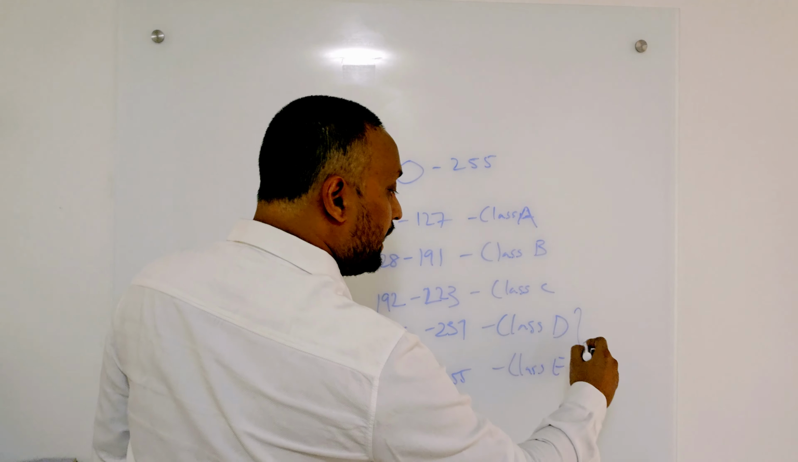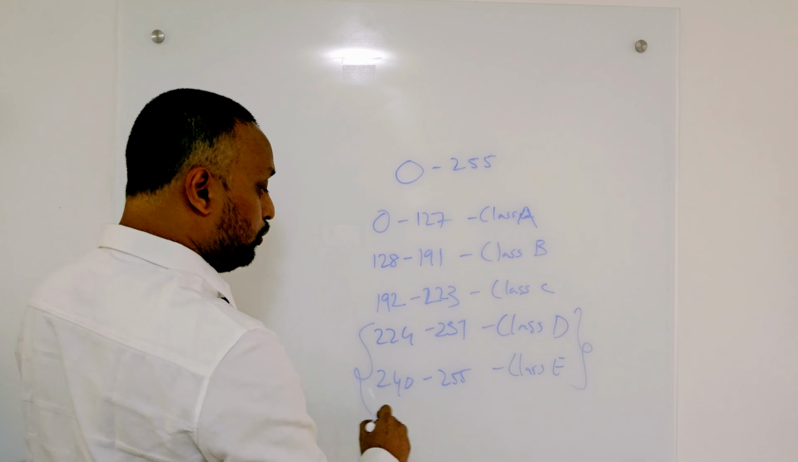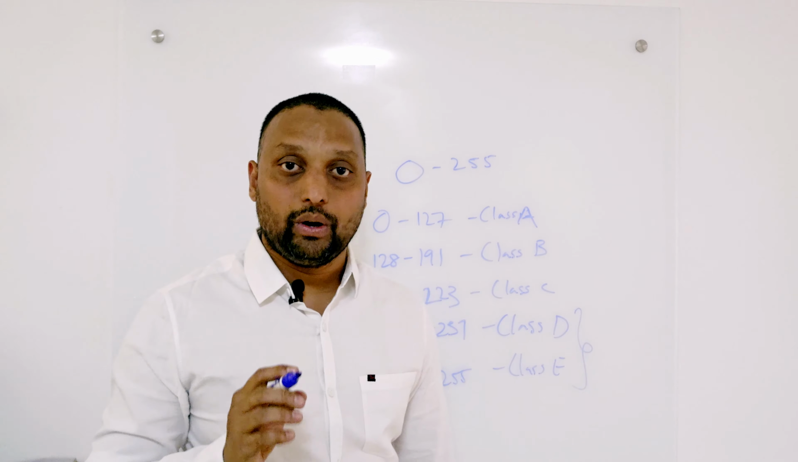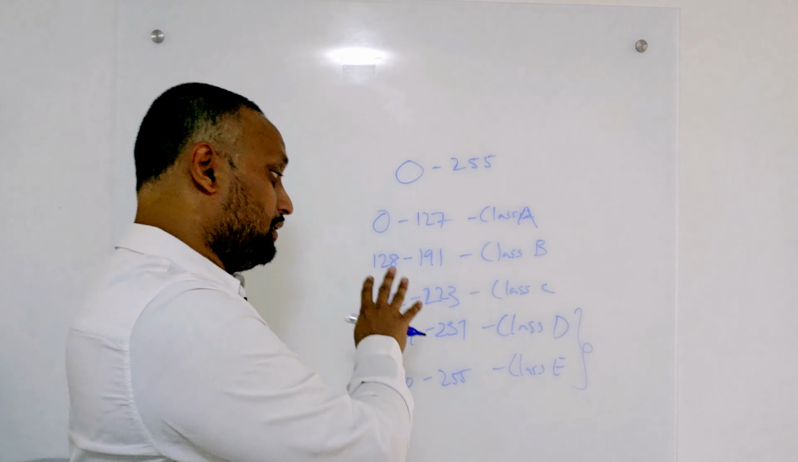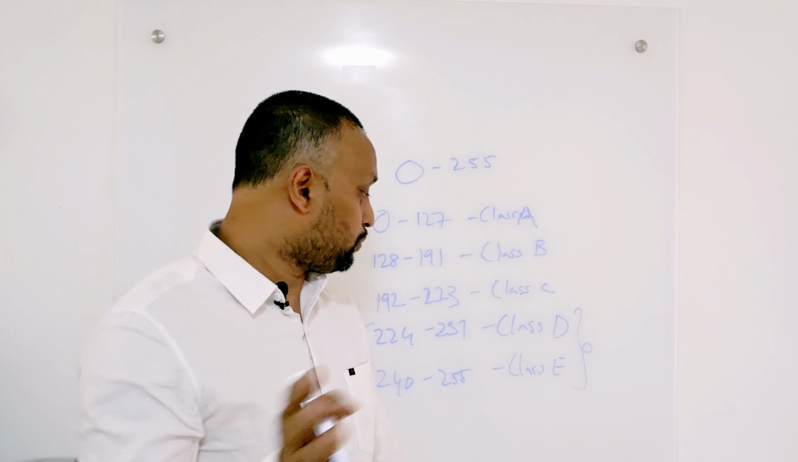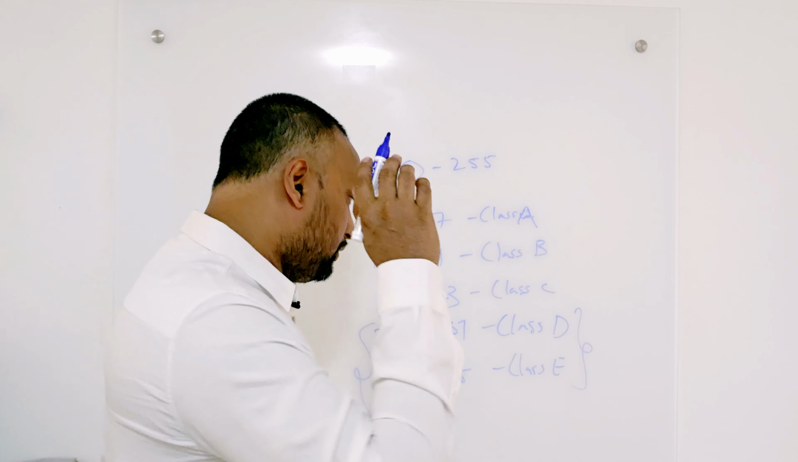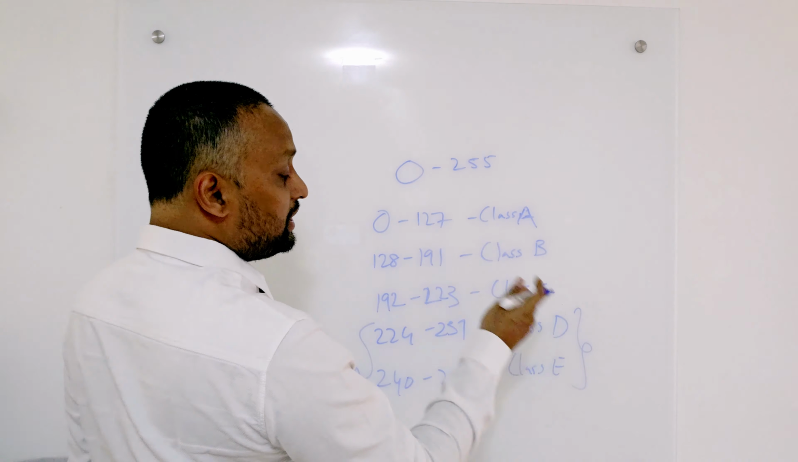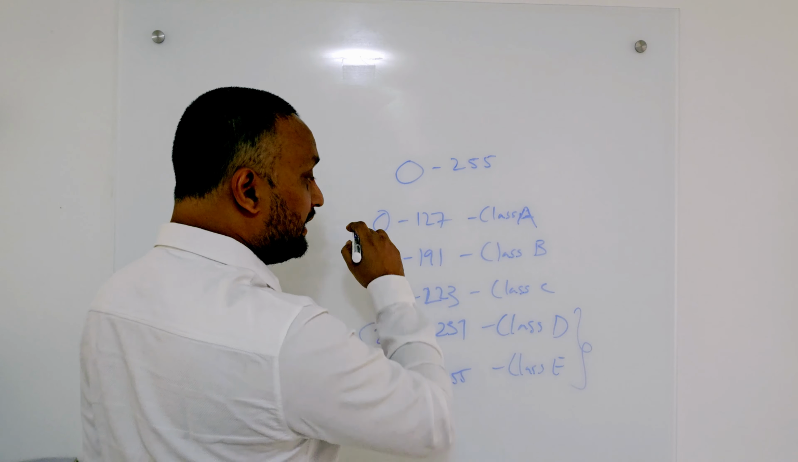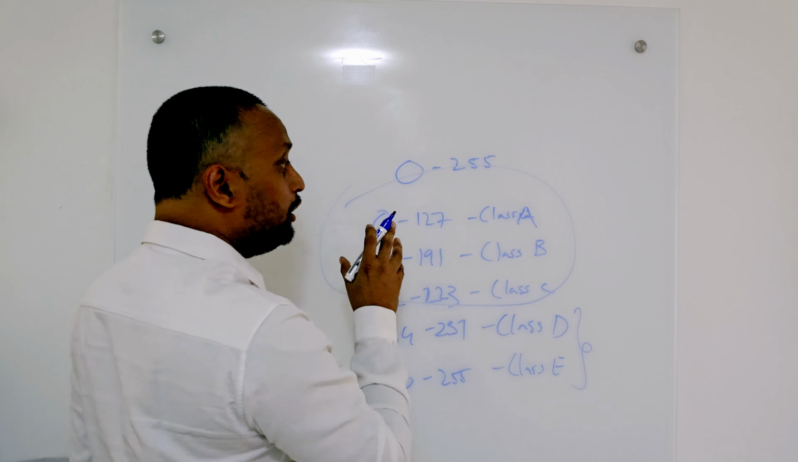So class D and class E are excluded. These two we are not using in our day-to-day life. We save these for scientific purposes. We will not be using these. So think only of class A, class B, and class C. These are primarily important, and these are what we use in our day-to-day life.